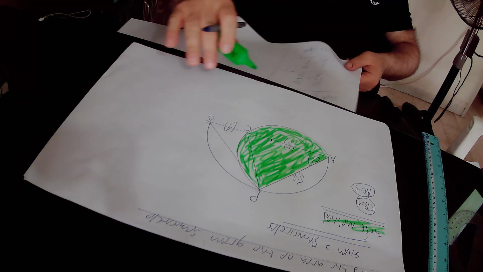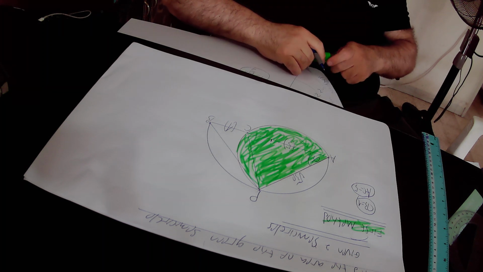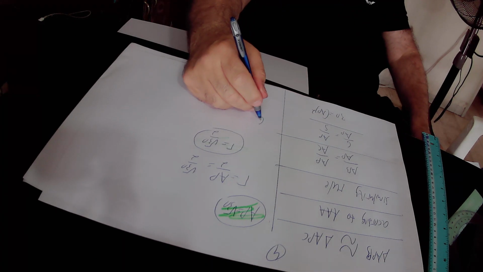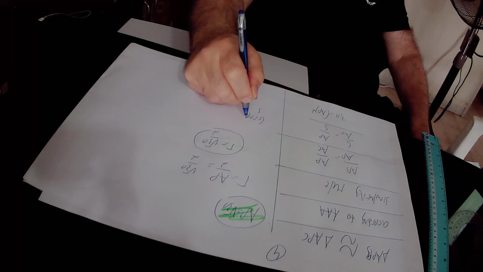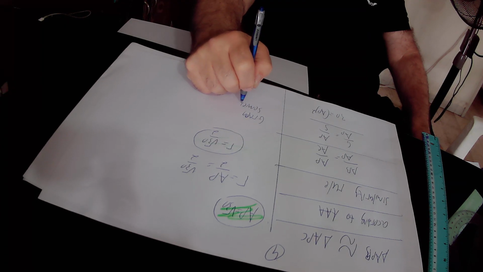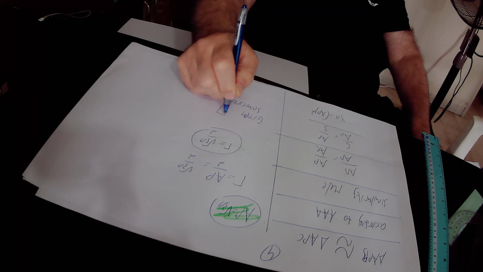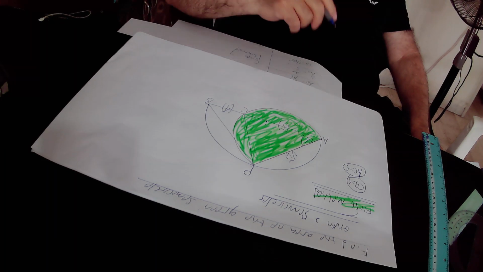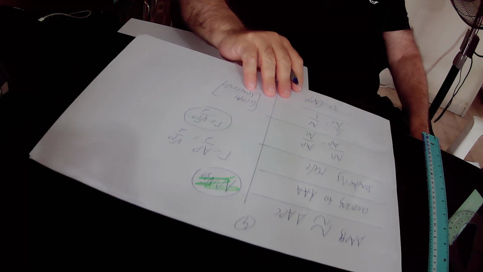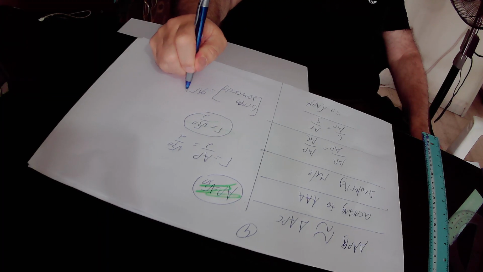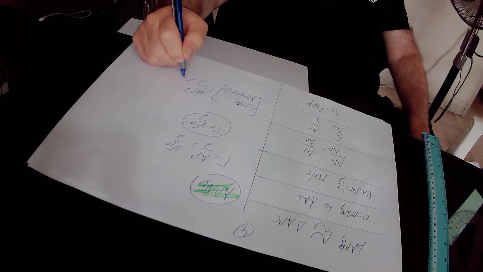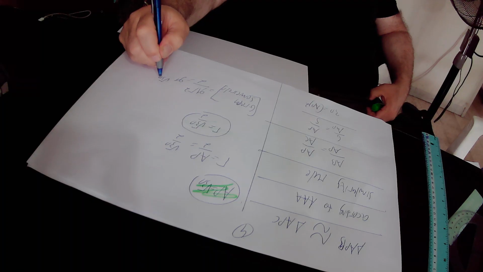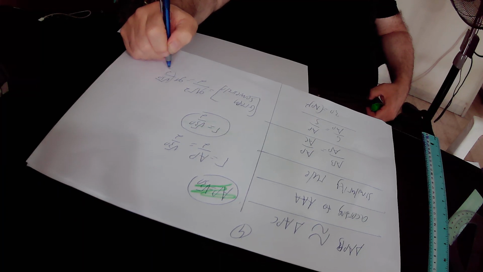And our mission is to find out the area of this green semicircle. So the area of the green semicircle is equal to pi r square over 2. It is equal to pi r square over 2. So it is pi, and r is square root of 30 over 2, therefore r square is the square root of 30 over 2 squared, divided by 2.